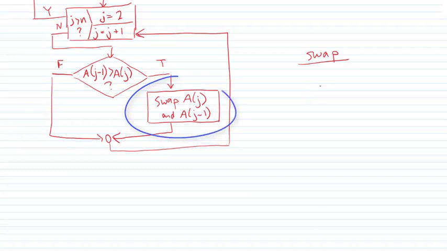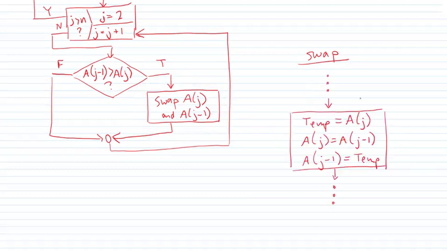Now this swap algorithm we're going to make as its own subroutine, and the flowchart looks like this, where we are defining a new variable temp that's going to equal one of the values, and then the other value, a of j, will be equal to a of j minus 1, and a of j minus 1 is temp.